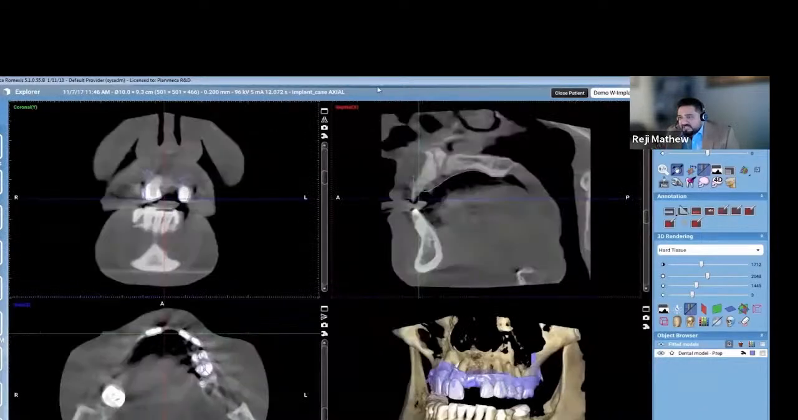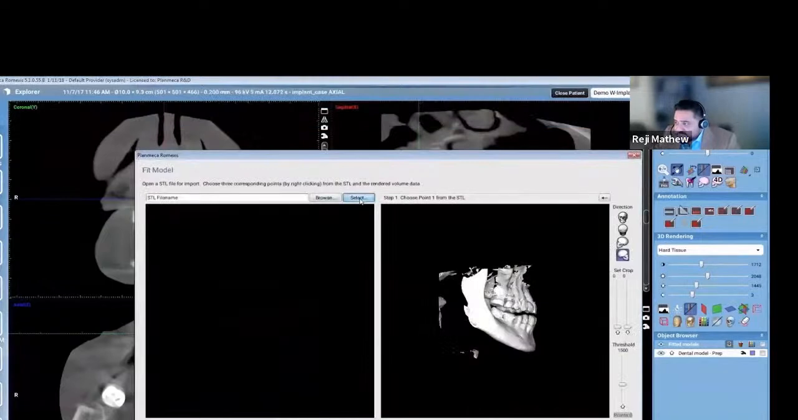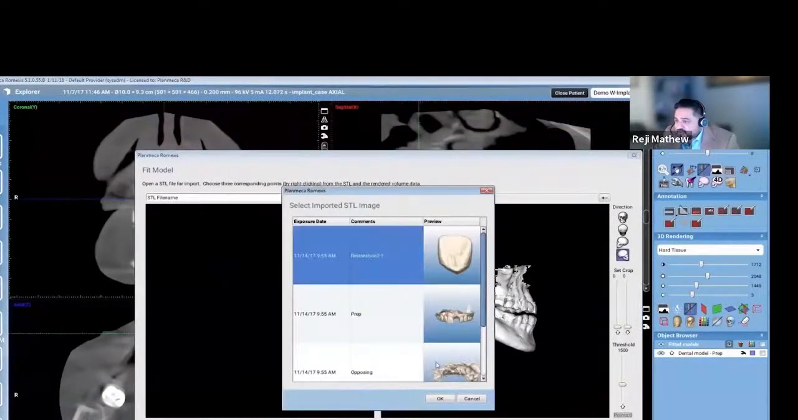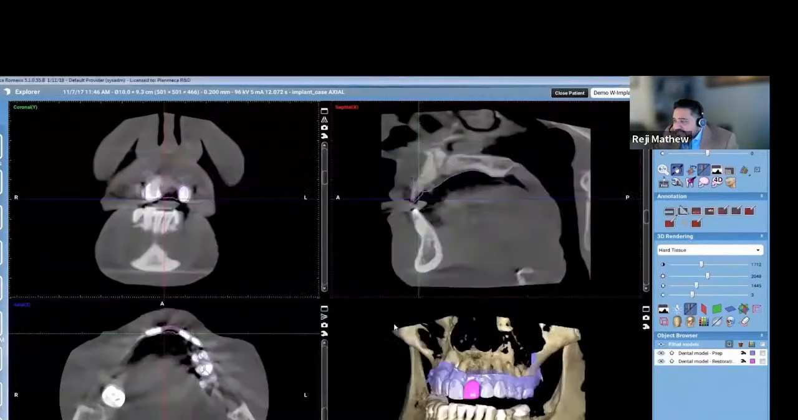Once it has matched clearly, I can also bring in a crown which has been planned. The software recognizes that the intraoral scan was done, so it uses the existing match, and the crown has rightly gone into this exact area.